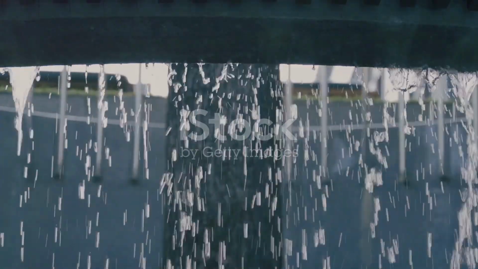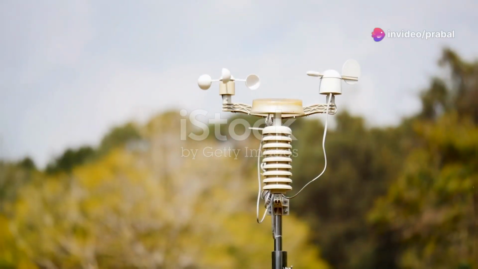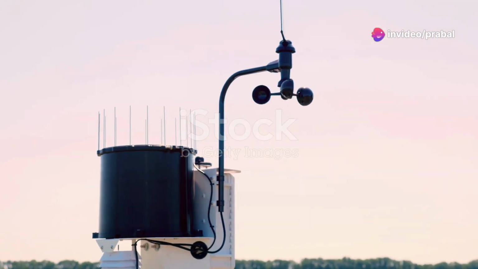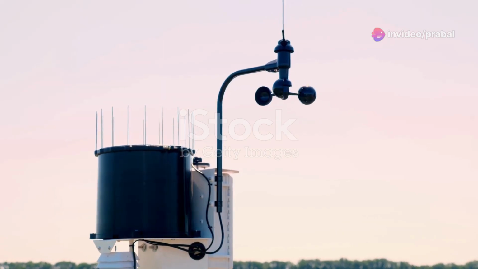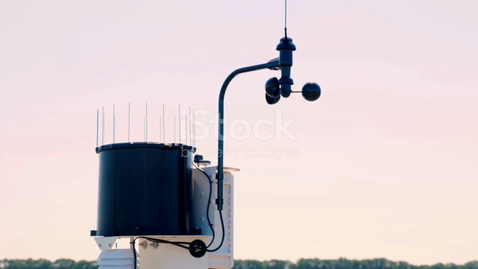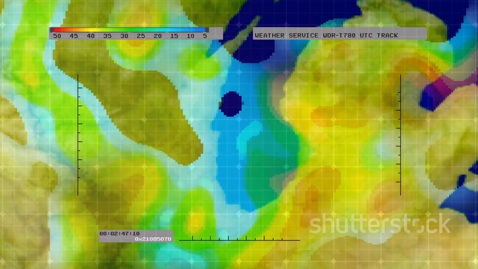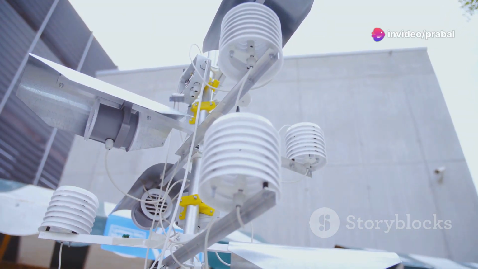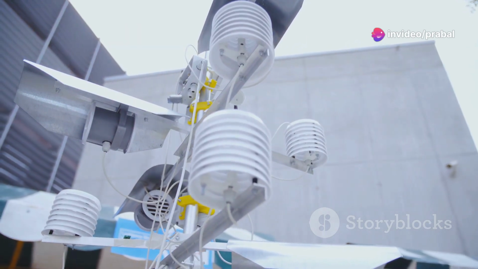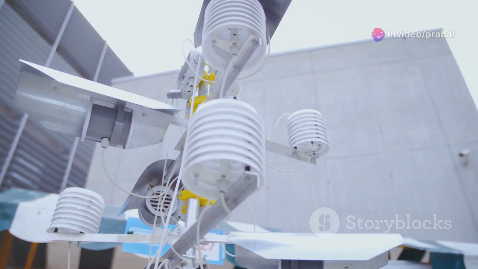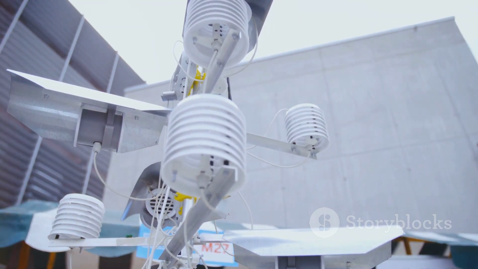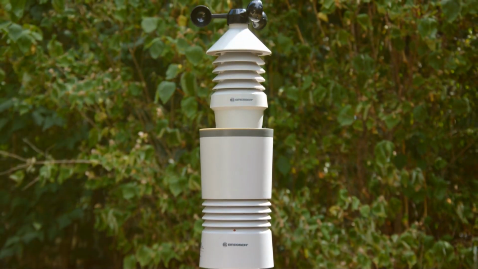Now that we know what precipitation is, how do we measure it? Accurate measurement is crucial for weather forecasting, agriculture, and water resource management. There are three main tools for measuring precipitation: rain gauges, radar, and satellites. Rain gauges are the simplest and oldest tool. They collect rainwater, and by measuring the amount in the gauge, we can determine how much rain has fallen. While rain gauges provide precise local measurements, their coverage is limited to the areas where they are placed.